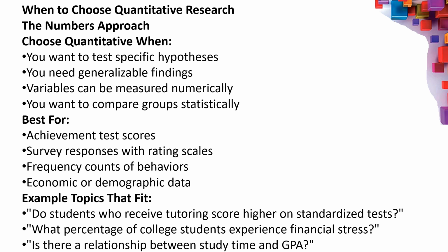Quantitative research is perfect when you have specific hypotheses to test and want results that generalize to larger populations. If you can measure your variables numerically, test scores, survey ratings, income levels, quantitative approaches will give you precise, statistically analyzable results. This approach works best when you know enough about your topic to ask focused questions.